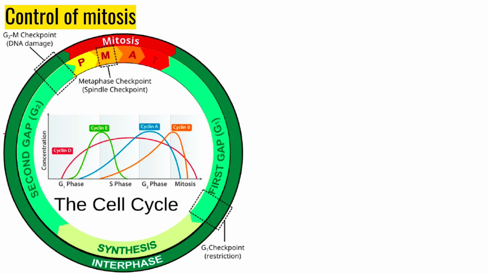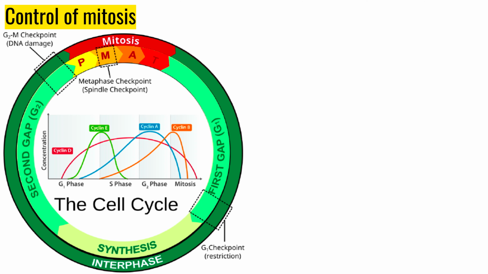And then there's this G2 checkpoint, where it checks if the cell is large enough and if the DNA is damaged or not damaged. And then after that, we have the metaphase checkpoint. A cell in mitosis receives a stop signal when any of its chromosomes are not attached to spindle fibers, and that's in prometaphase. When all chromosomes are attached to spindle fibers from both poles, a go-ahead signal allows the cell to proceed into anaphase.